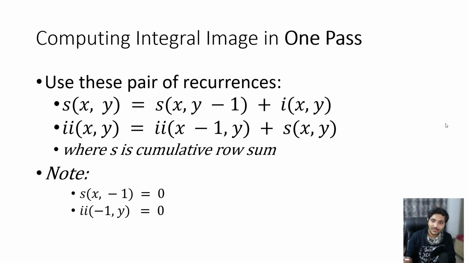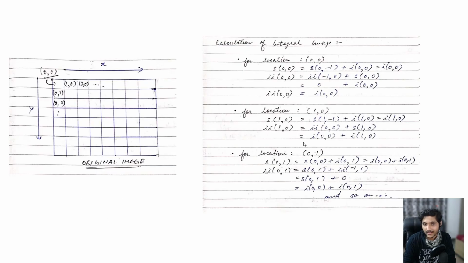So what we do is we say that s of x comma y is always the pixel value at that location, if that location is in the top row. If you don't understand this right now, we're going to talk about it in the next slide. Right now, just note these formulas, because we're going to use them for calculating the integral image in one single pass. So let's go to the next slide and talk about it.